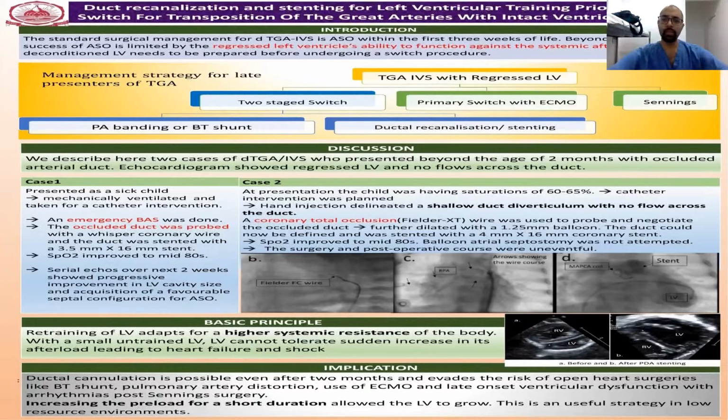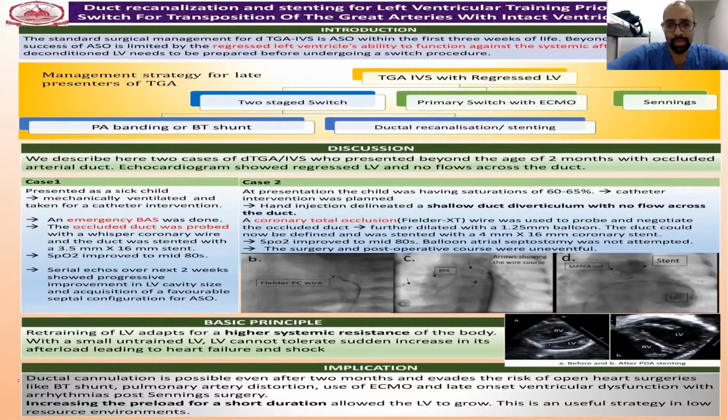So through this poster, I would like to basically emphasize the role of ductal stenting in our TGA patients, especially those TGA patients who present to us late. As we understand, the gold standard for a patient with TGA is the arterial switch operation, but for patients who present late, there are chances that the LV would have regressed, and in this position, it may not be able to maintain the systemic cardiac output.